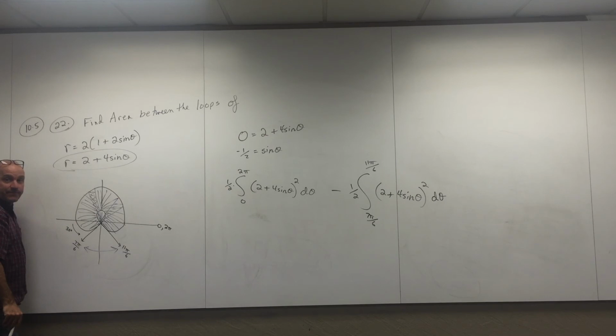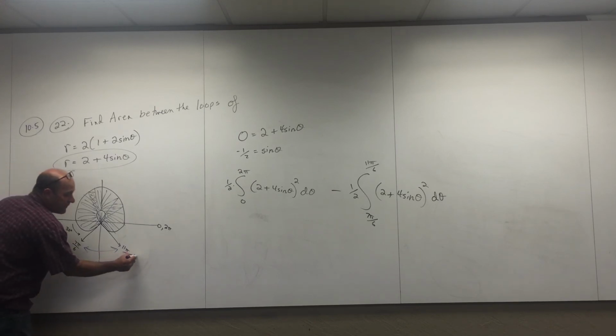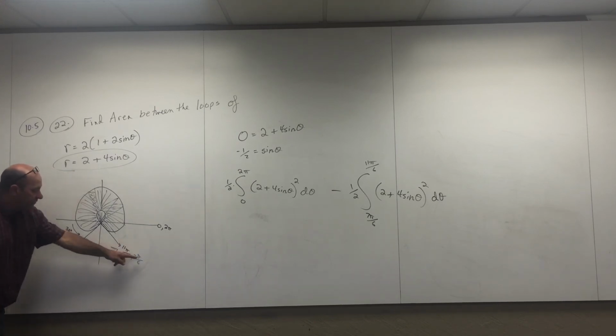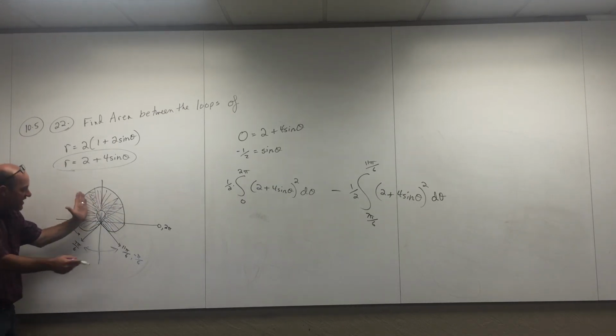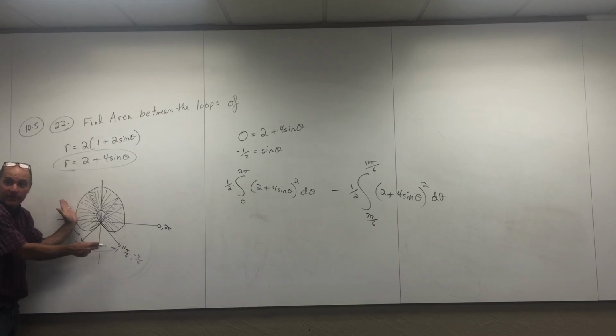It's hard to explain. That's why it's subtracted. Let me think. Here's how to explain it. Pretend you don't want the inner loop. Let's just go from negative pi over 6 to 7 pi over 6. So when you think you're leaving out the inner loop, you're still sweeping over it. You're sweeping out these sectors of area and you're still getting it.